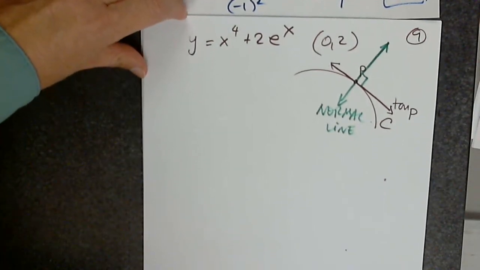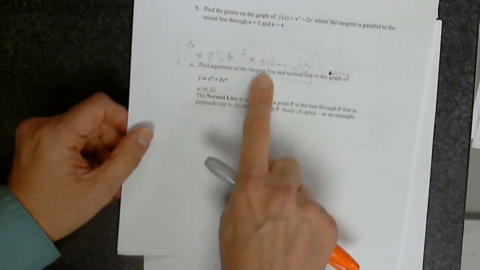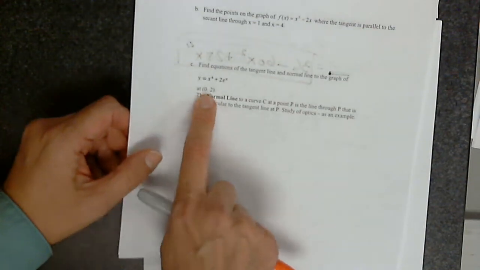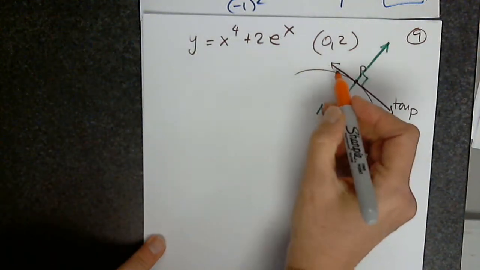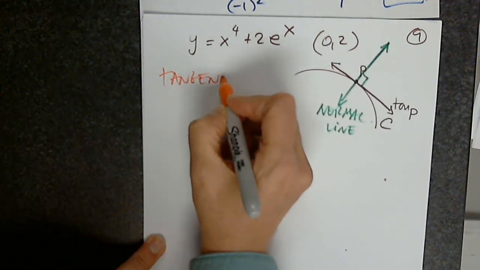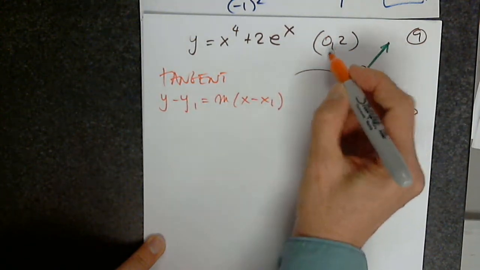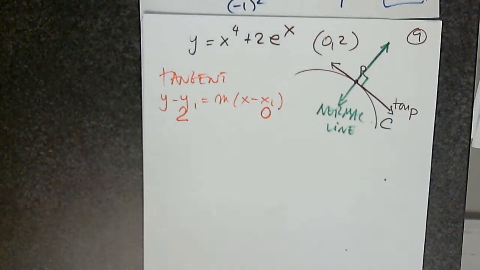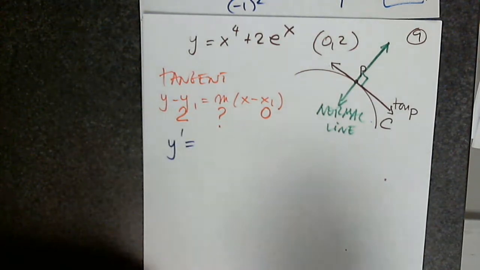So, one more time, I'm asked to find equations of the tangent line and the normal line to the graph of this at point 0, 2. I know that the tangent will be y minus y1 equals the slope times x minus x1, and I have 0, 2. But the question is, how do I find the slope? I find the derivative. So I find y prime. What is y prime?